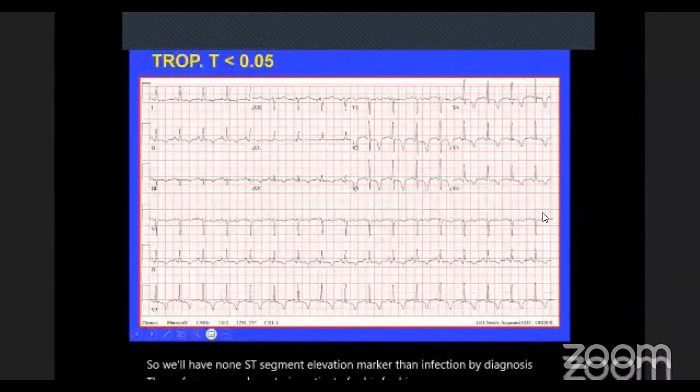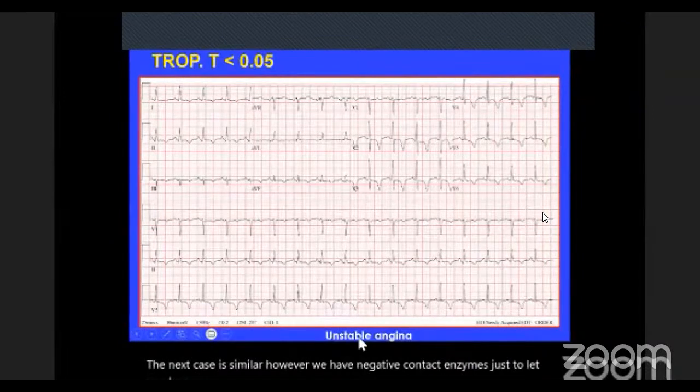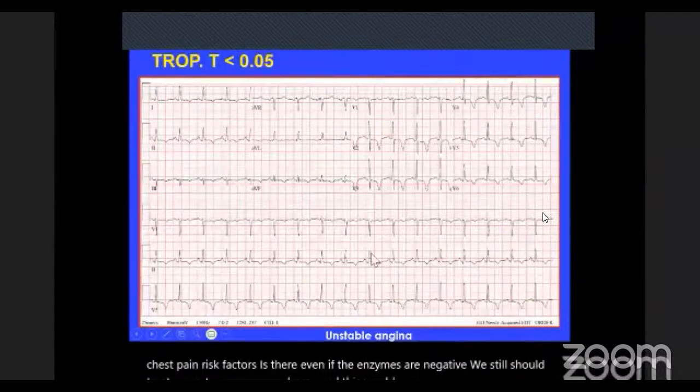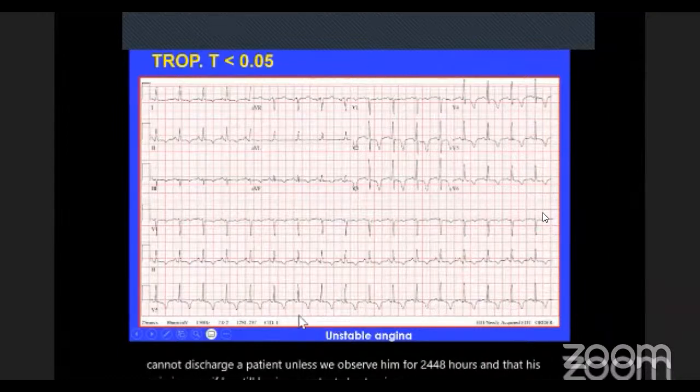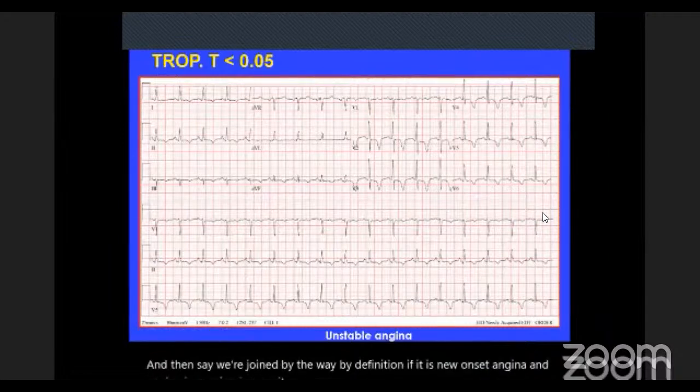The next case is similar. However, we have negative cardiac enzymes. Just to let you know, we call this unstable angina, of course. So if the patient has chest pain and risk factors are there, even if the enzymes are negative, we still should treat as acute coronary syndrome, and this would be unstable angina. We cannot discharge a patient unless we observe him for 24, 48 hours and the chest pain is gone. If he's still having constant chest pain, even if the enzymes are negative, it may still be unstable angina. And unstable angina, by the way, by definition: new onset angina, angina increasing in severity, duration, or frequency, and angina at rest. These 3 things are considered unstable at any time.